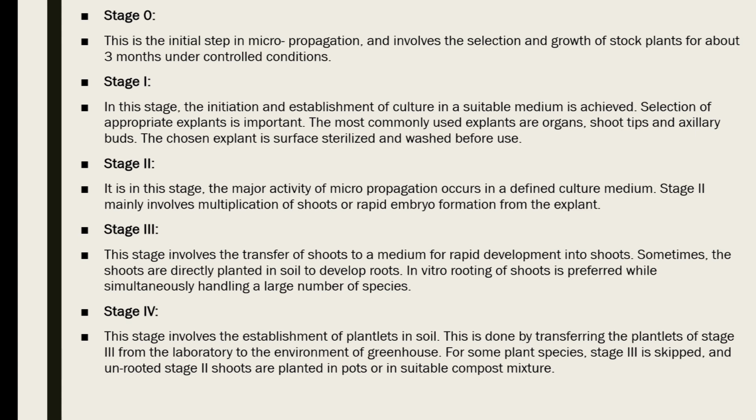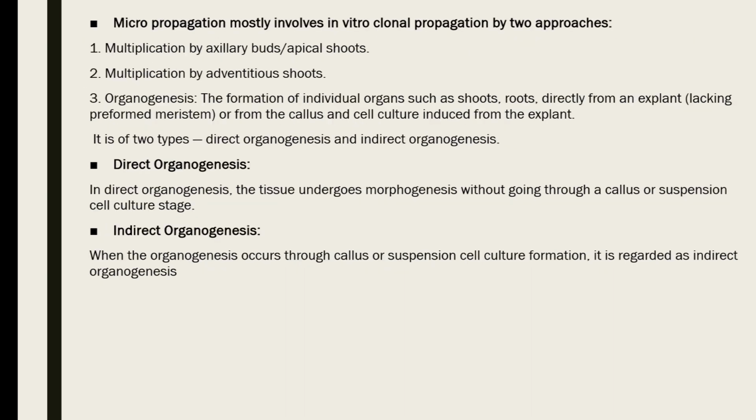Stage 4. This stage involves the establishment of plantlets in soil, which is done by transferring the plantlets of stage 3 from the laboratory to the environment of a greenhouse. For some plant species, stage 3 is skipped, and unrooted stage 2 shoots are planted in pots or in a suitable compost mixture. Micropropagation mostly involves in vitro clonal propagation by 2 approaches. 1. Multiplication by axillary buds or apical shoots. 2. Multiplication by adventitious shoots.